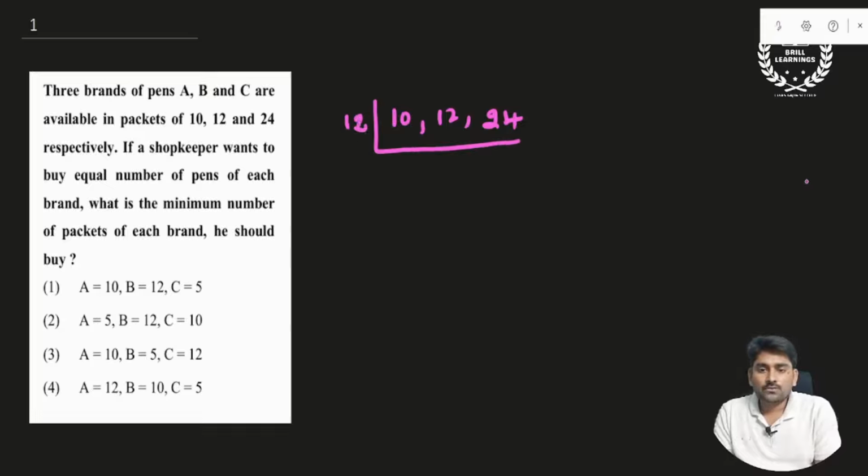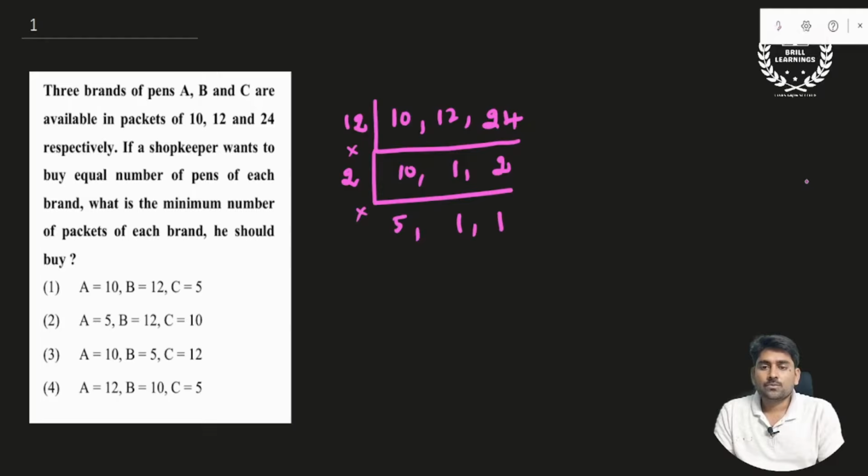So take first 12. 10, 12 ones are, 12 twos are, 2 fives are, 2 ones are. So multiply all these. 12 twos are 24, 24 fives are 120. So here LCM is 120. If you want to know the minimum number of packets of each brand, just divide this 120 value with 10, 12, 24 respectively. You will get the answer.